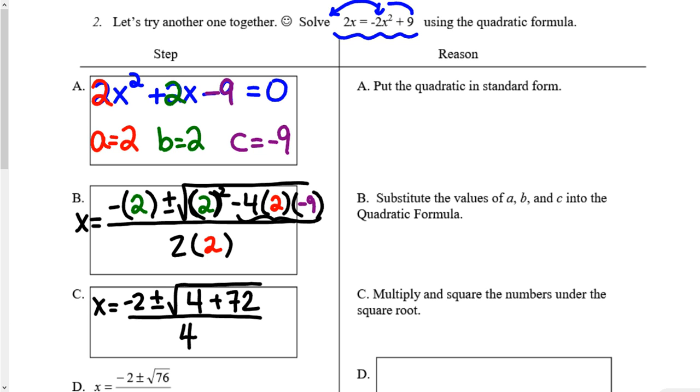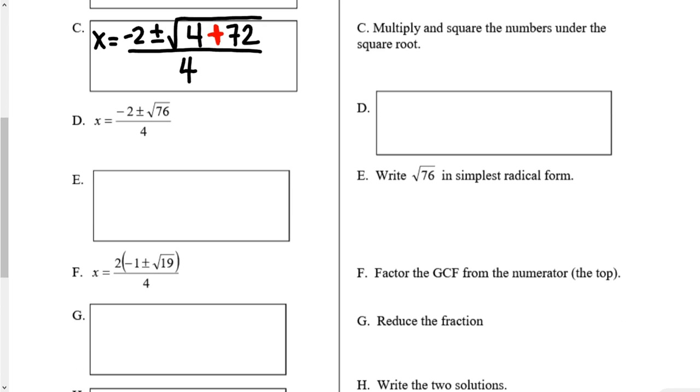Next thing I need to do is to combine what's underneath my square root, my b squared and my 4ac. So that gives me 4 plus 72, which is 76. So then I'm going to write my direction here. What did I do? I combined my b squared and my 4ac. Just be careful with the signs there, whether you're adding or subtracting. It started as a minus 4ac, but if you multiplied and turned it to a positive, then make sure you're actually adding.